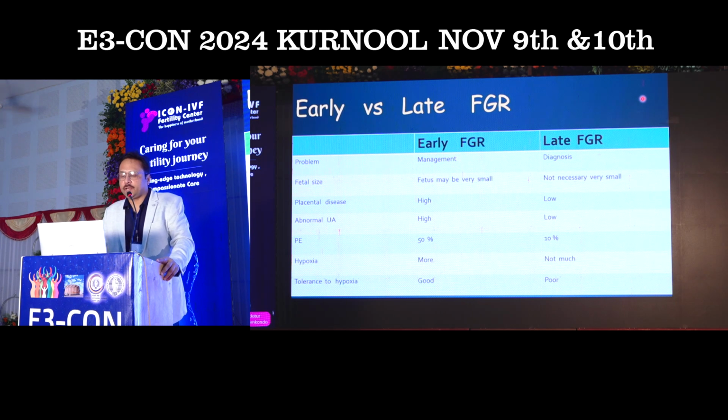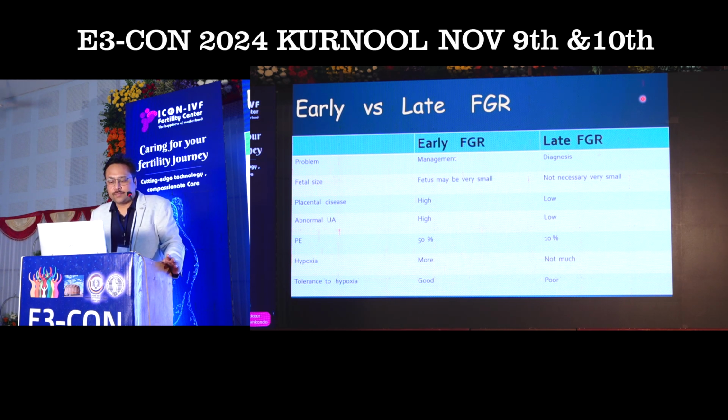So this is the difference. In early FGR, the problem is management. Diagnosis is not difficult because we are dealing with these patients in our day-to-day practice. Fetal size is small, placental disease is high, umbilical artery is abnormal in most cases, associated preeclampsia is more, hypoxia is more, but tolerance to hypoxia is very good.